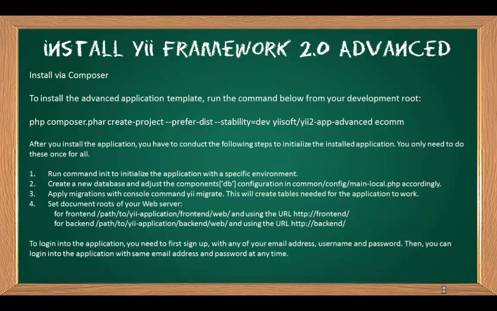You can set the document roots of your web server if you're familiar with Apache. You can do that. Otherwise, you'll just do it from localhost/yiicomm/frontend/web and backend/web. Otherwise, if you know what you're doing with Apache, set up your document roots to point to those and make it frontend and backend, and that way it's easier to work with.